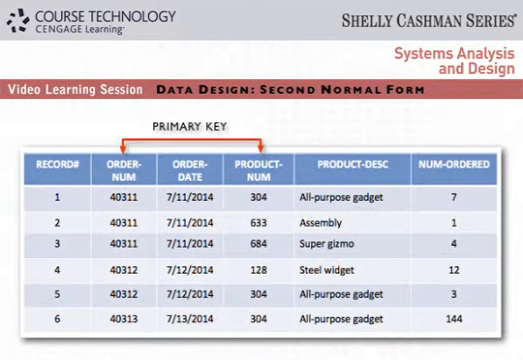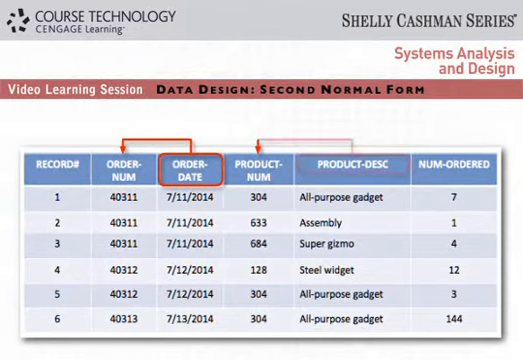The primary key in this 1NF table combines two fields, order number and product number. Which fields depend on order number? Just one, the order date. So, for order 40311, there can be only one date, March 11. Which fields depend on product number? Again, just one, the product description. So, for product 304, there can be only one description, all-purpose gadget.